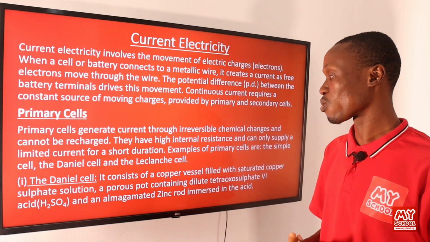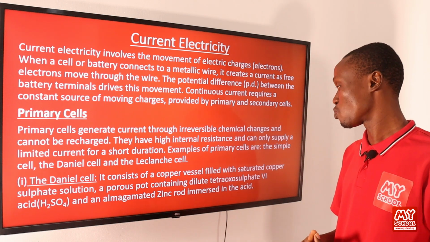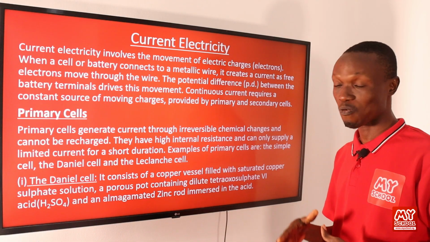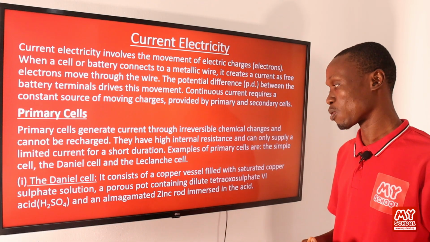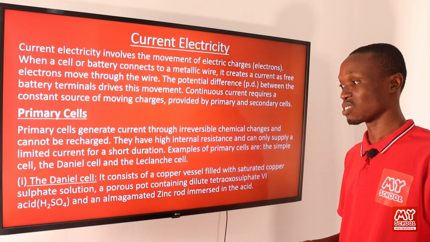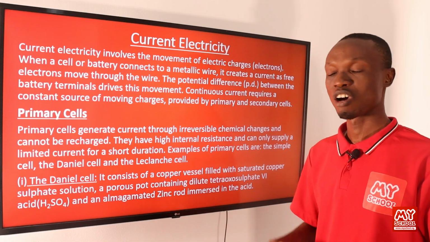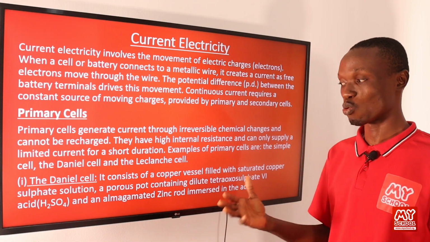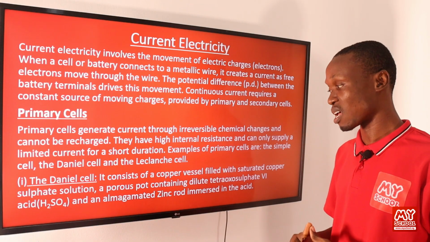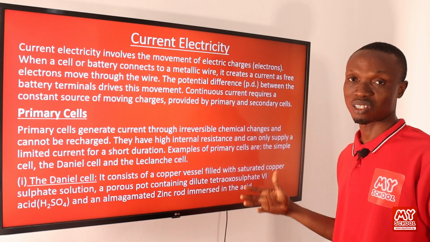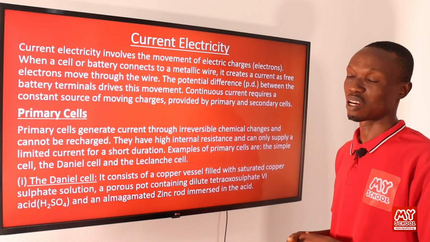The Daniell cell consists of a copper vessel filled with saturated copper sulfate solution, a porous pot containing dilute tetraoxosulfate VI acid, also known as sulfuric acid, which is H2SO4, and an amalgamated zinc rod immersed in the acid. Let's move to the next slide.